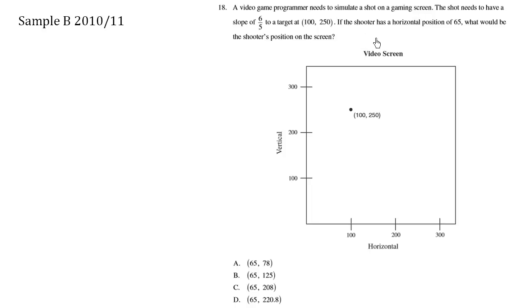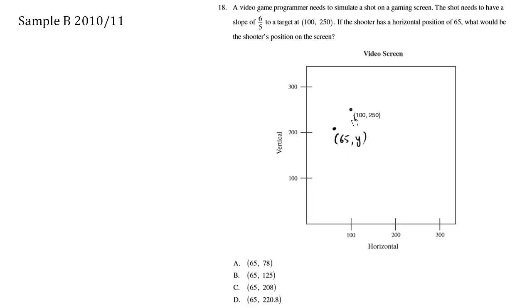If the shooter has a horizontal position of 65, so we're talking about this being 100 over here, so 65 would be approximately here, that's 65, maybe a little bit past the center point around here. So the horizontal position is 65. What would be the shooter's position on the screen? So we want the y-coordinate.